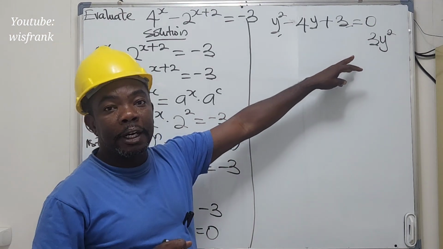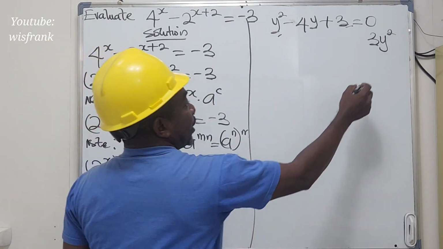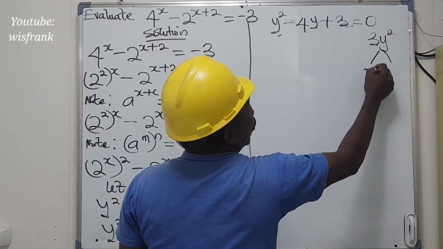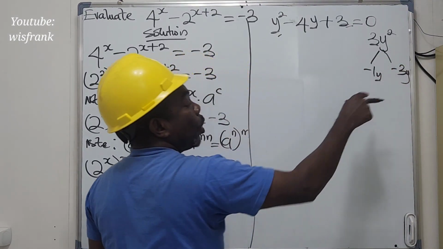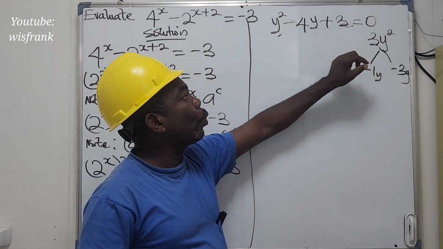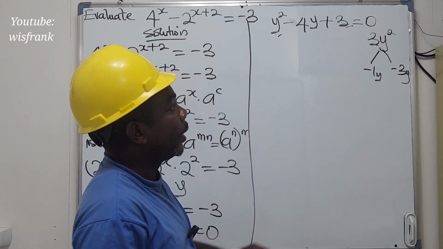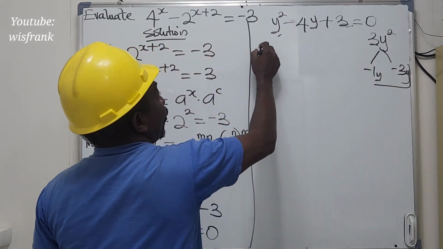Find two factors of 3 that, when we add or subtract, will give us minus 4y. So in this case, we have minus 1 and minus 3. So we have y here and y here. When we add minus 1y and minus 3y, it will give us minus 4y. So in this case, we are going to substitute this in place of minus 4y.